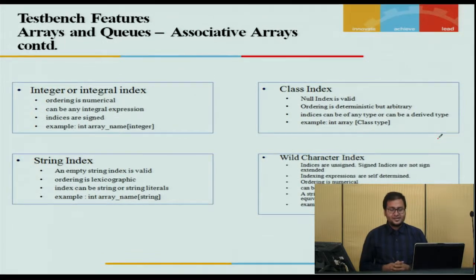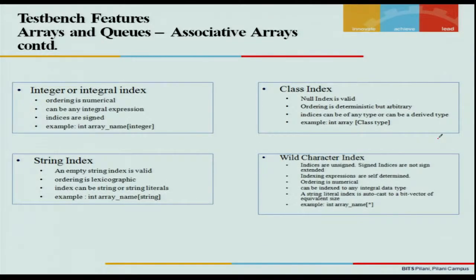Then coming to the wildcard index, this is one thing which is mostly used. Indices are unsigned in this case, and index expressions are self-determined. If you are using a string literal index, then it is autocast to a bit vector of equivalent size. Ordering is numerical in this case. So the example is int array_name [*].